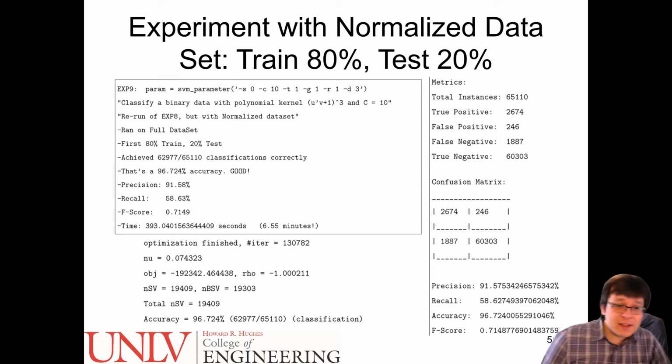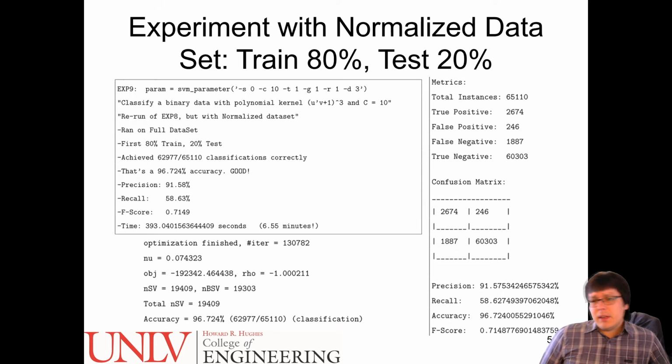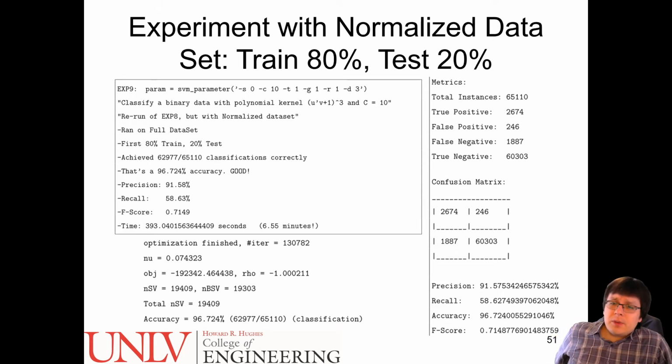With training and test, it actually performed relatively better, which is interesting. We have precision 91% and recall 58%. And this took six and a half minutes to run versus hours with the normal dataset without normalizing it. And it took 130,000 iterations. And it generalized well with that accuracy, 96%. Slightly higher than the training one, actually. There's a little bit more false positives than the original dataset that was not normalized.